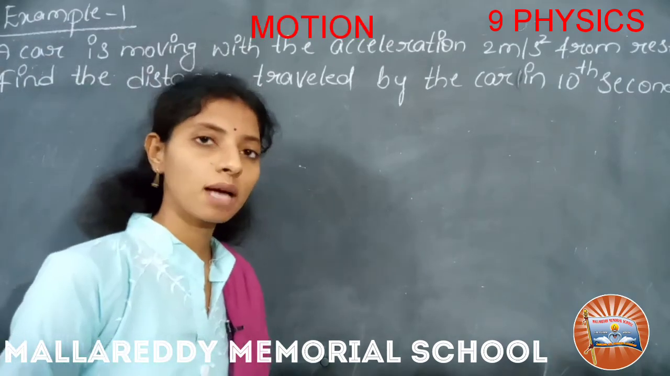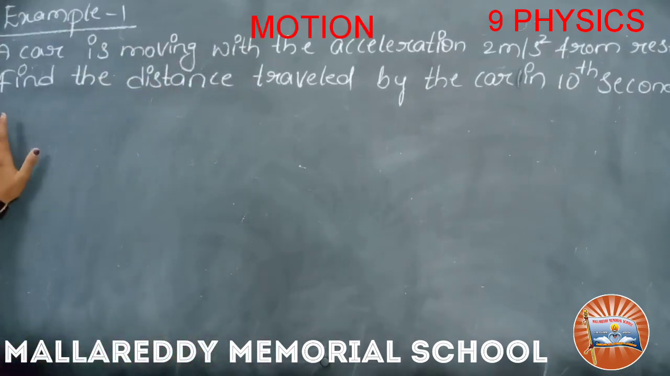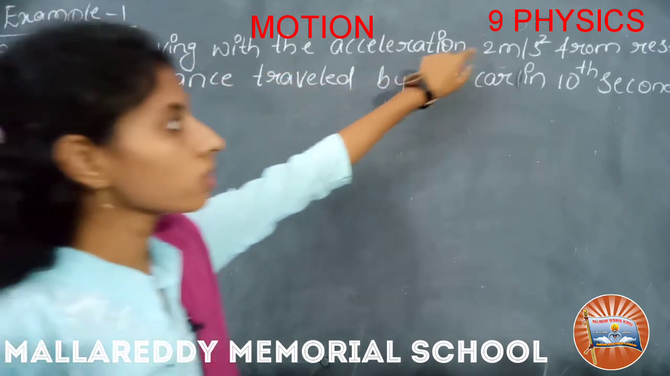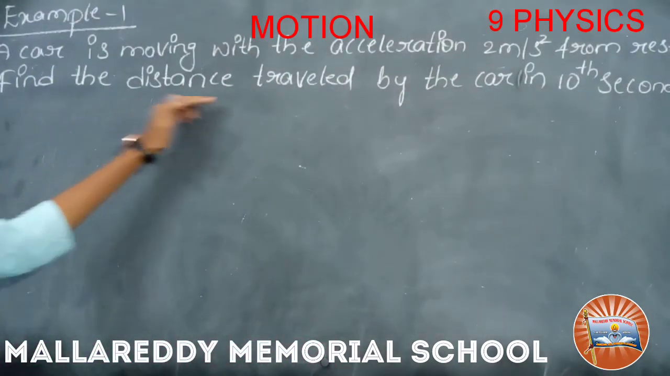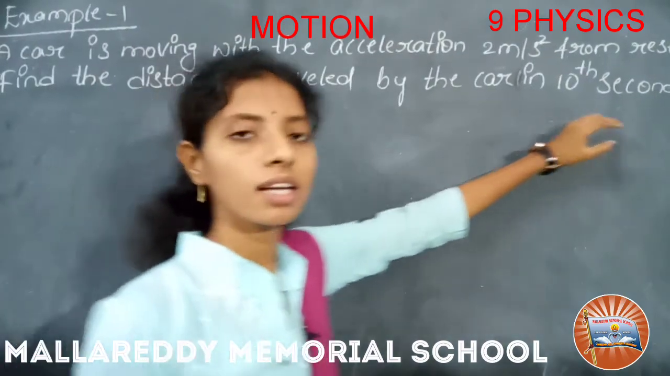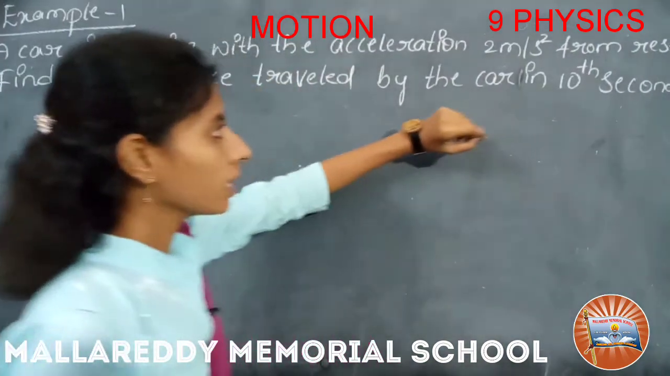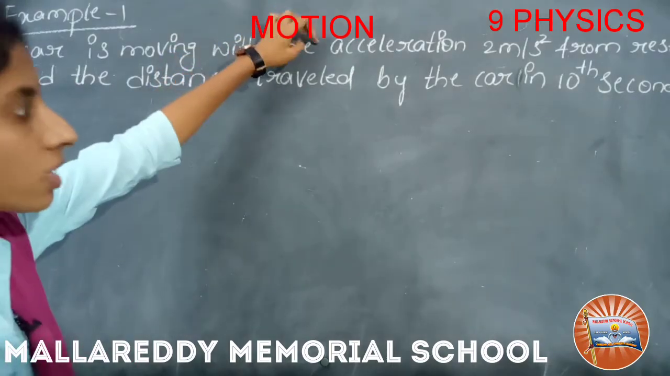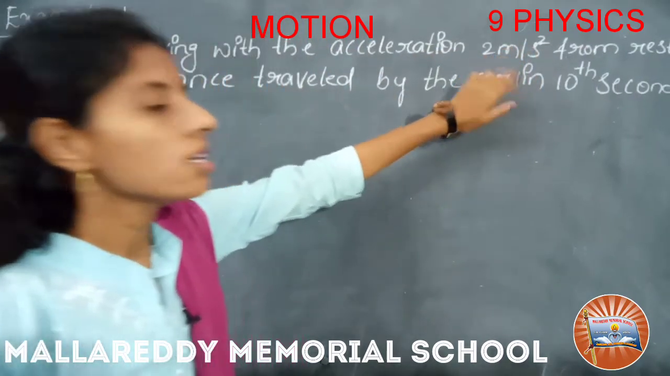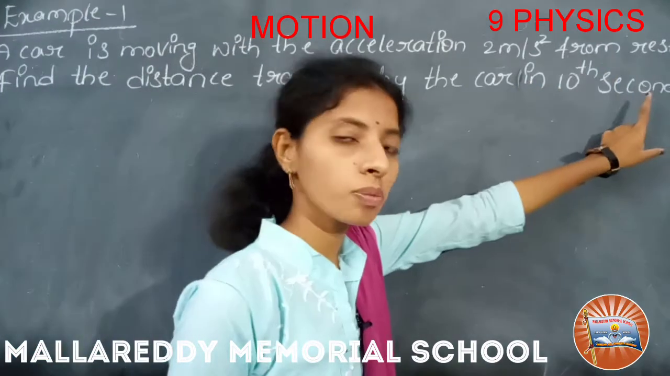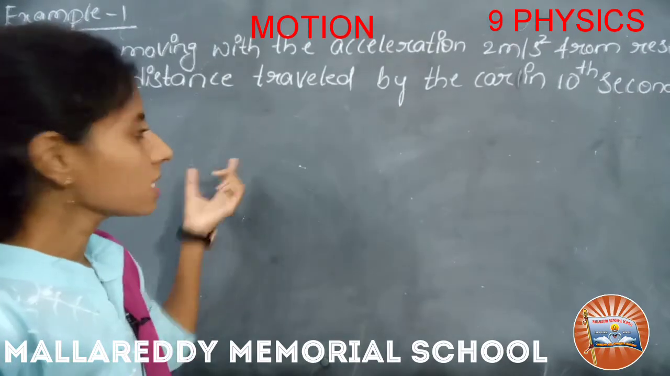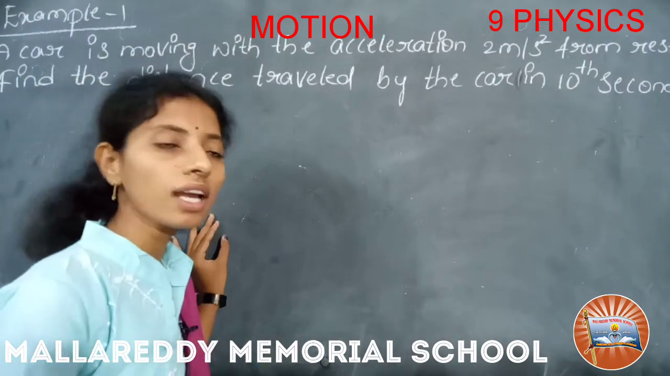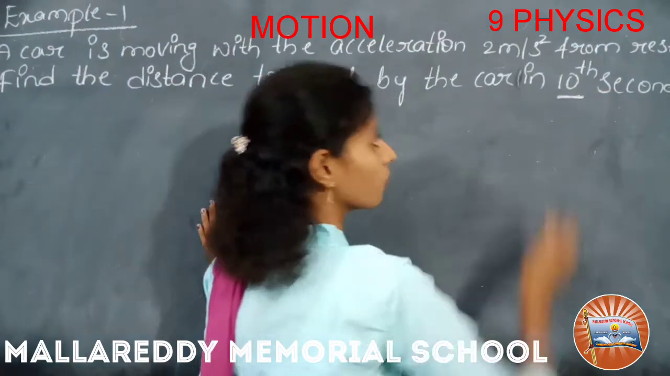Now see some examples of problems here. So here the example one is, a car is moving with the acceleration 2 meter per second square from rest. Find the distance travelled by the car in 10 seconds. So here they are given the acceleration of the car is 2 meter per second square from the rest position. They are asking what is the distance travelled by the car at 10th second.